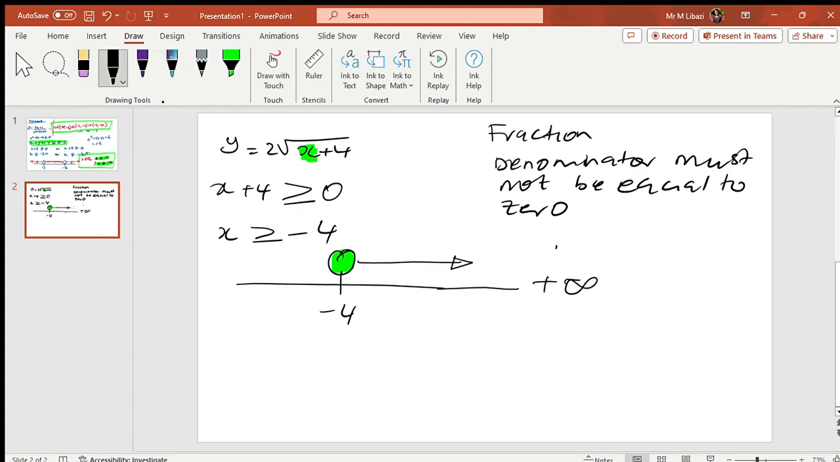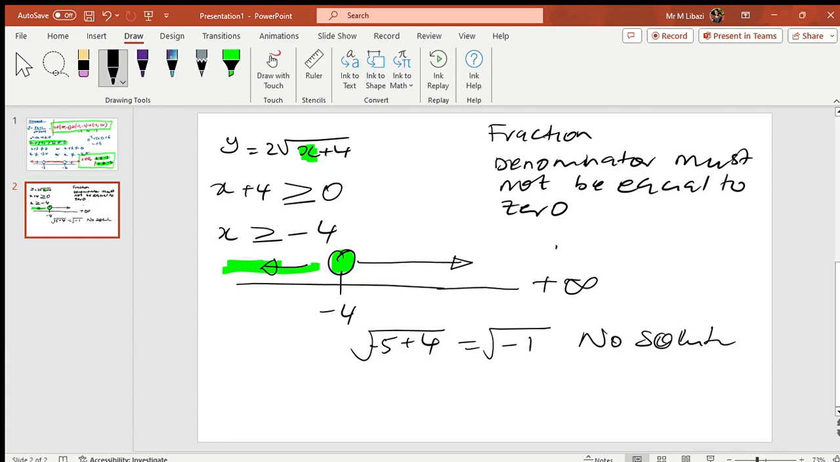But once we go below negative 4, let's say we substitute a negative 5 that side, we're going to have negative 5 plus 4, and then that should give us a negative 1 under the square root, which is undefined, so there will be no solution. So you can always substitute the numbers to confirm.